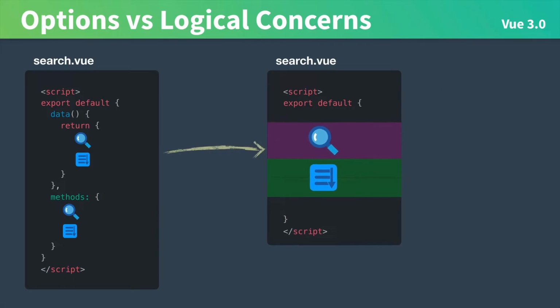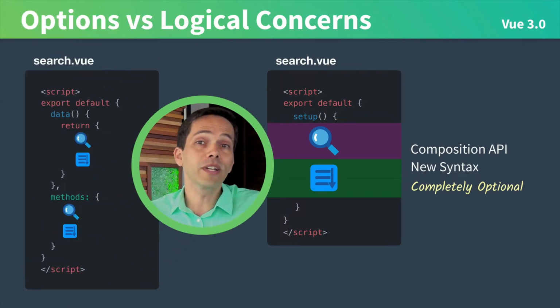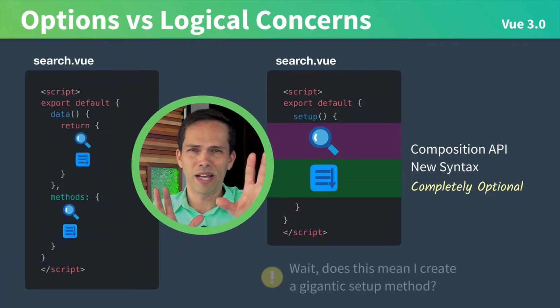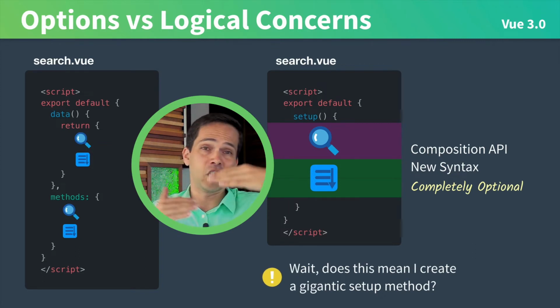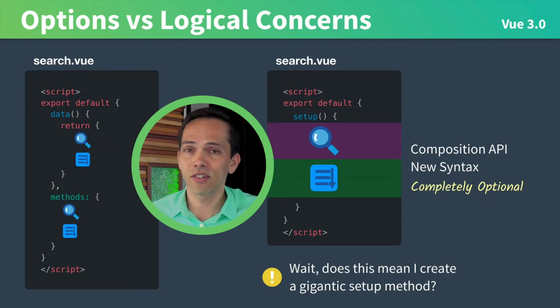This all starts with the new setup method inside of our components. Inside the new setup function is where we can start using the Composition API syntax. And this syntax is completely optional. We can still continue to code up components like we have before, using the regular syntax. I knew when I first saw this, I was saying, wait, does this mean I create a gigantic setup method with a ton of code? And the answer here is no.